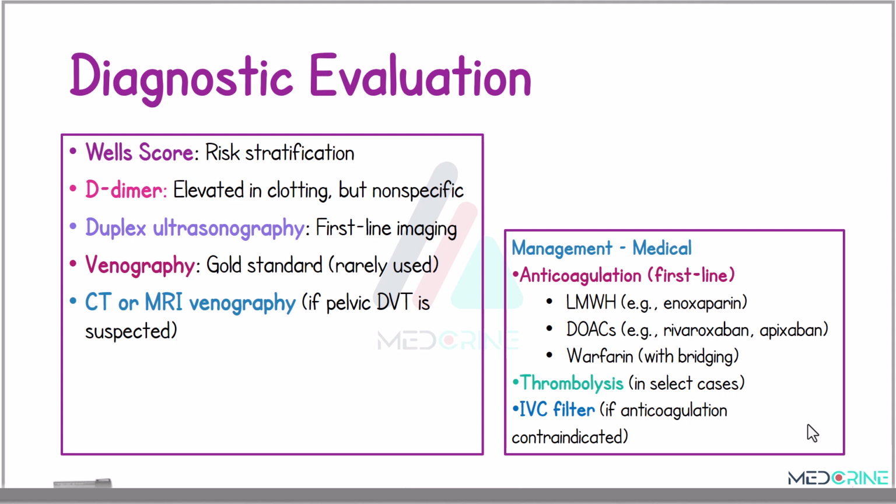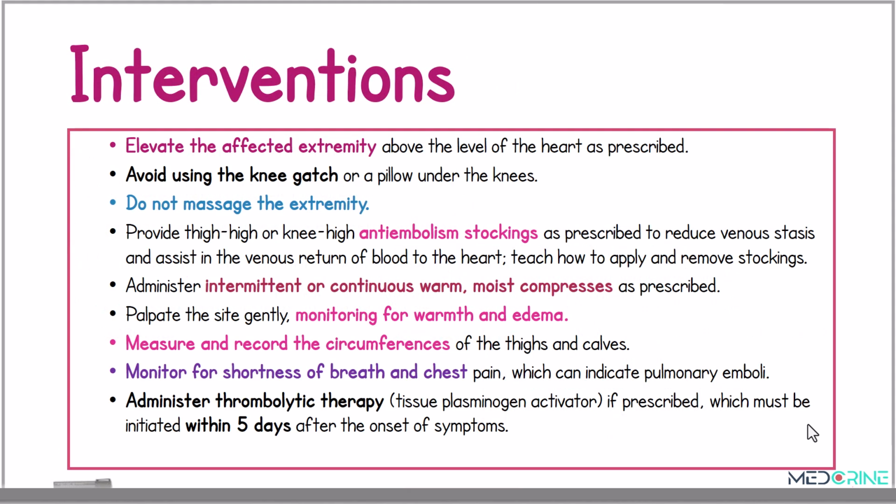A duplex ultrasonography is the first-line imaging modality due to its non-invasiveness and high sensitivity. If proximal or pelvic deep venous thrombosis is suspected and an ultrasound is inconclusive, you need to consider a CT scan or magnetic resonance venography. A traditional contrast venography remains the gold standard but is now rarely used due to its invasiveness.